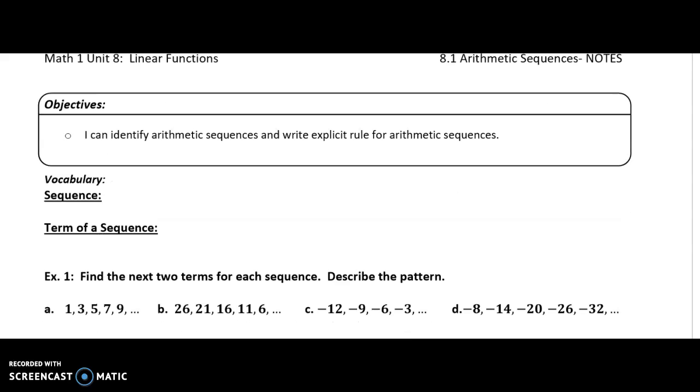All right, let's do some vocabulary. Sequence. A sequence is an ordered list of values that proceed within a pattern. Term of a sequence. It is each value in a sequence.